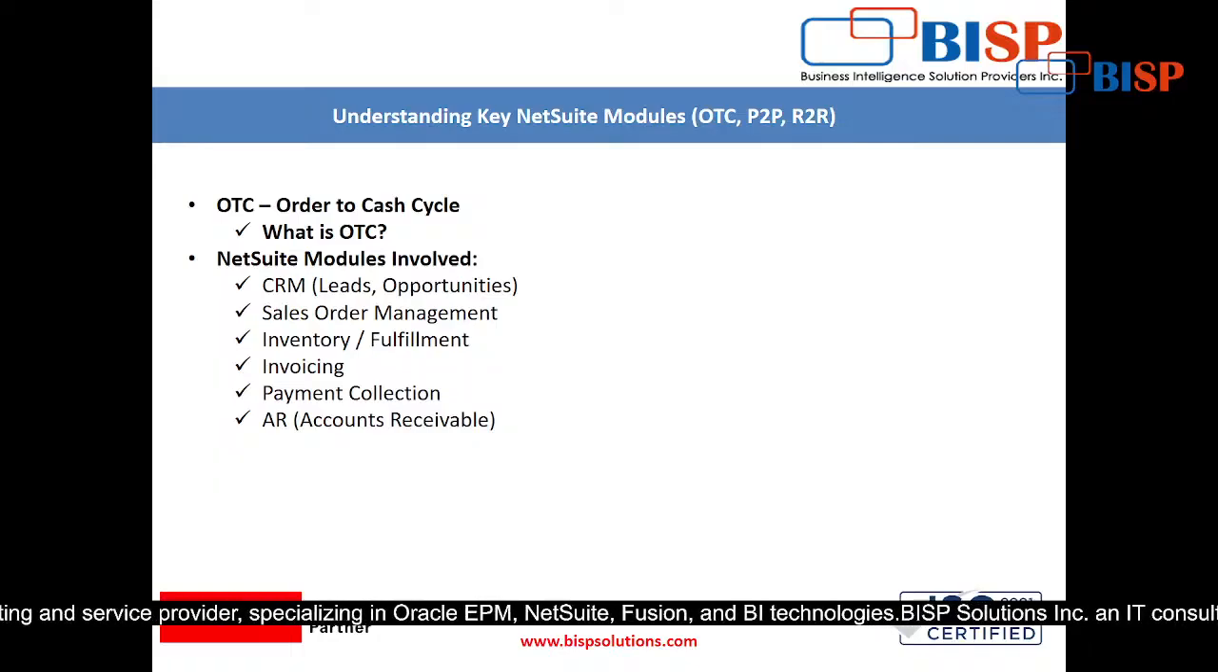Here, what is O2C? First of all we will see O2C. O2C means order to cash. Order to cash means the complete cycle that starts with creation of a sales order, then goes up to item fulfillment, then pick, pack, ship, then invoice, then accept the payment, and then close the sales order. This is how the complete procedure goes.